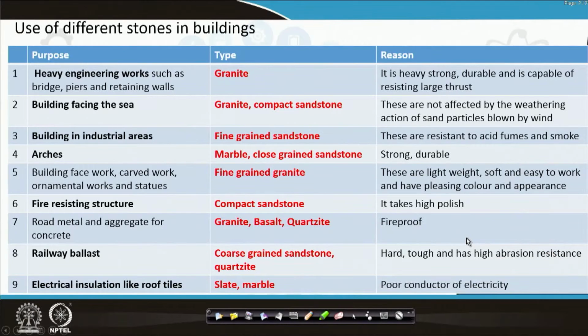Now, coming to the use of different stones in buildings, we have already gone through the geological classification where we saw granite, the igneous rock. Granite and the igneous rocks are the hardest ones and they are used for heavy engineering works. They are durable, strong, and resist large forces, and they can stay for long durations in water in submerged condition. So granite is the best, granite and basalts are the best. For buildings facing the sea, on the seaside the sand winds are hitting the building.